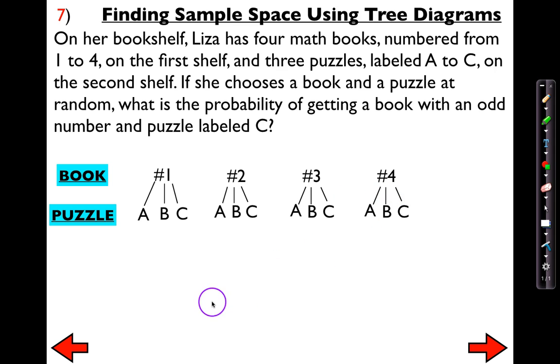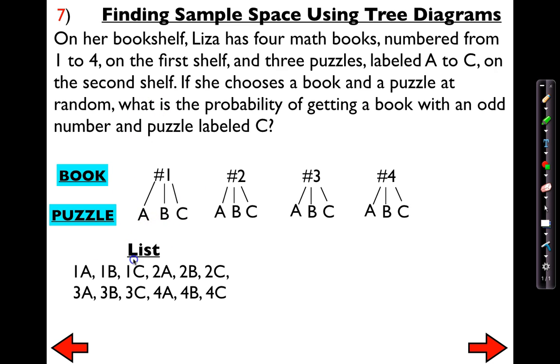Okay. Now you could list it because it's nice to have them listed out. You could have said 1A, 1B, 1C, 2A, 2B, 2C, 3A, 3B, 3C, 4A, 4B, 4C, etc.